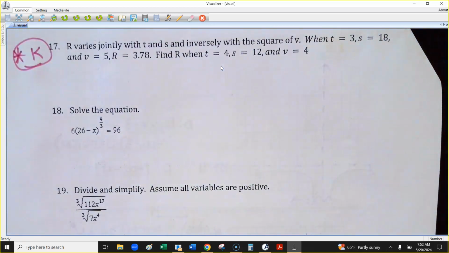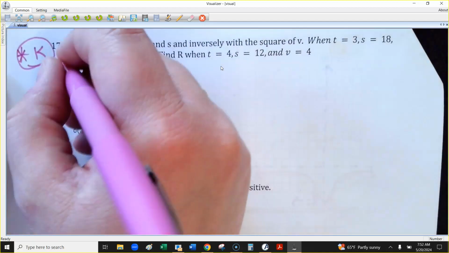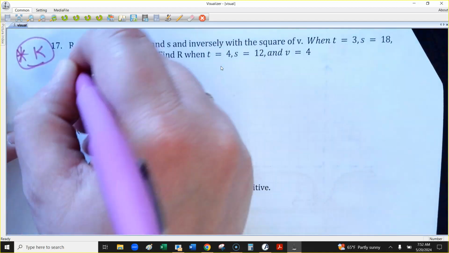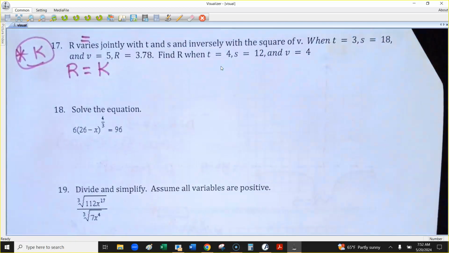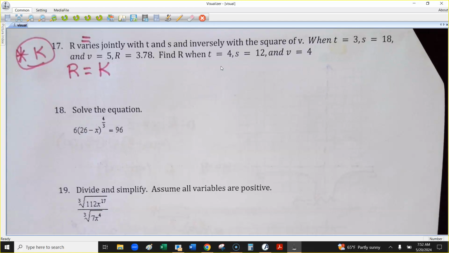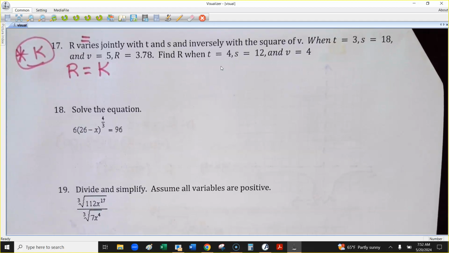All right, so what I usually do with these, just so I don't forget, it says r varies. Remember, varies just turns into an equal sign. I just automatically put the k right after the equal sign so I don't forget it. And then it says jointly with t and s and inversely with the square of v. How could I finish translating that into an equation? Do you guys remember what jointly means?